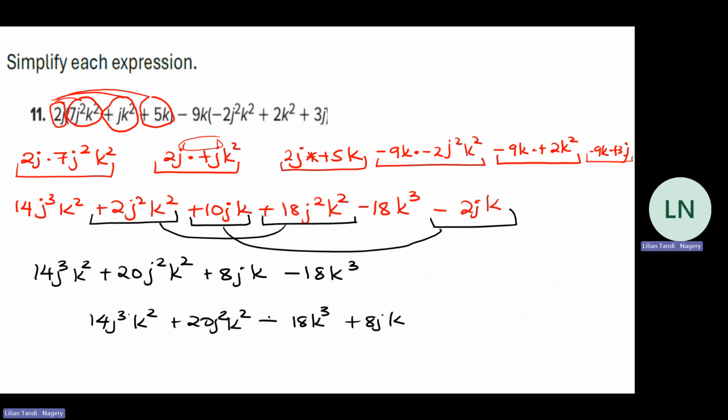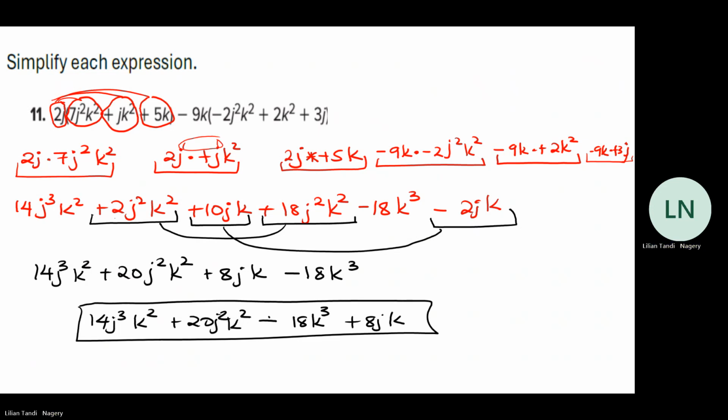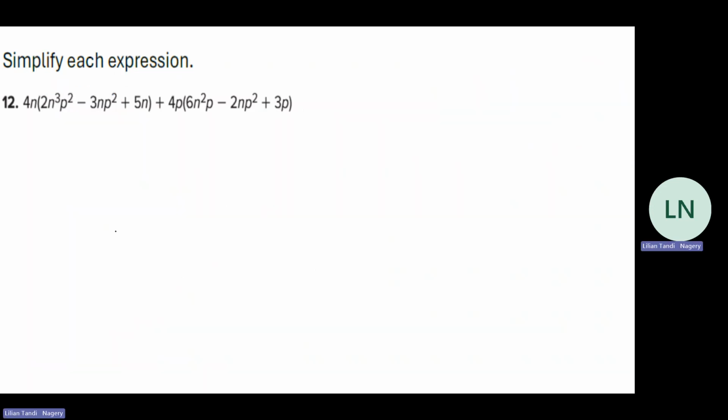How did I know? I used my degree. 5, 4, 3, 2. Okay? So that's how I knew how to arrange my values. And I box my answer. Okay?